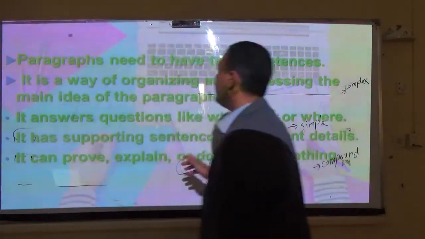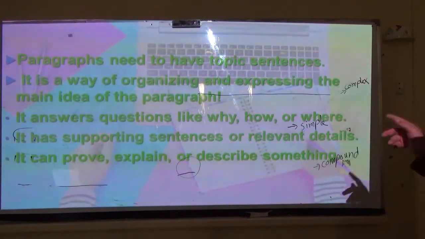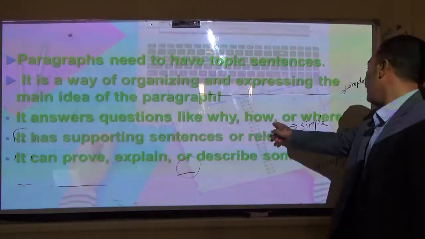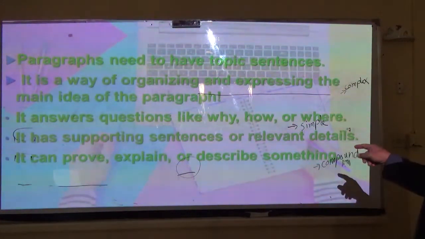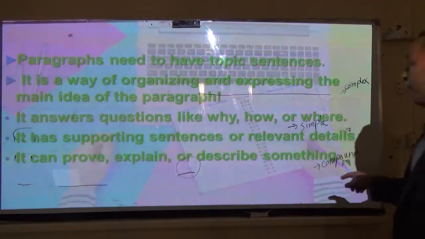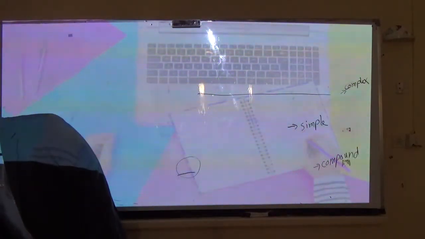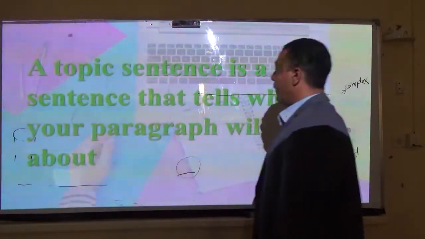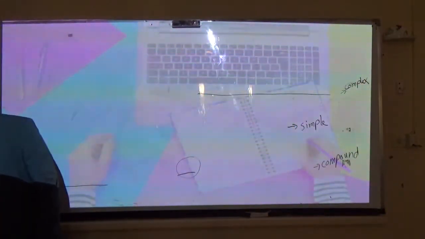Paragraphs need to have topic sentences. It is the way of organizing and expressing the main ideas of the paragraph. It answers questions like why, how, or where. This is in the topic sentence. It has supporting sentences or relevant details. It can prove, explain, or describe something. A topic sentence is a sentence that tells what your paragraph will be about. This is what we have already said.